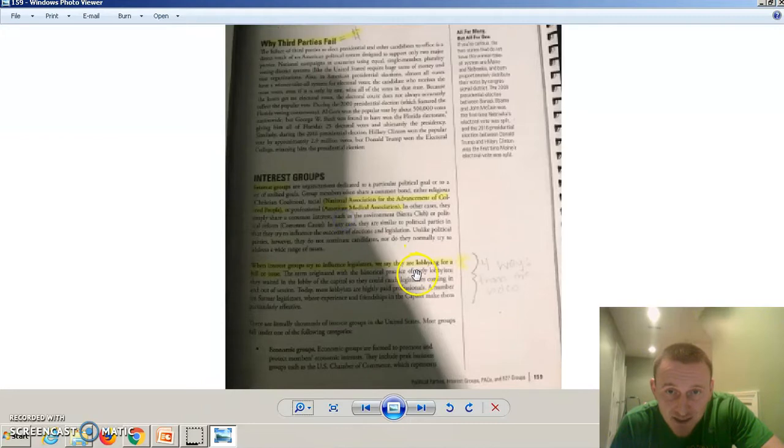One example is by lobbying, and you need to know what this word means. There are certain ways they can lobby or try to persuade different people to get their points across. So you got different groups. You got economic groups. You got public groups. You got government groups. There are different types.